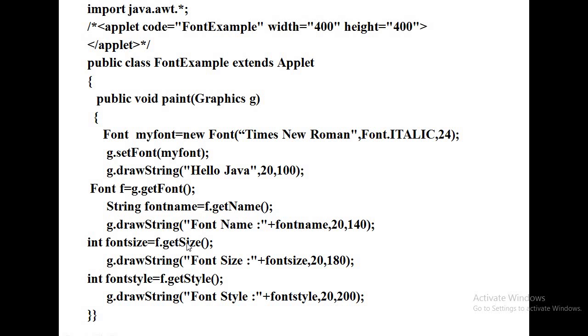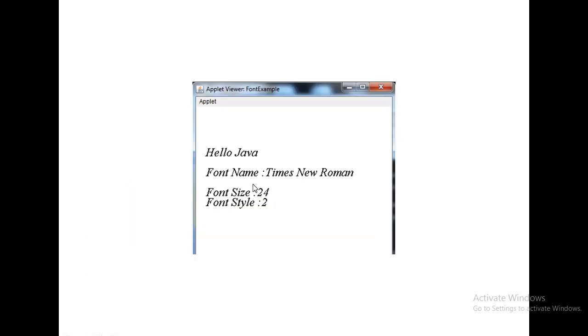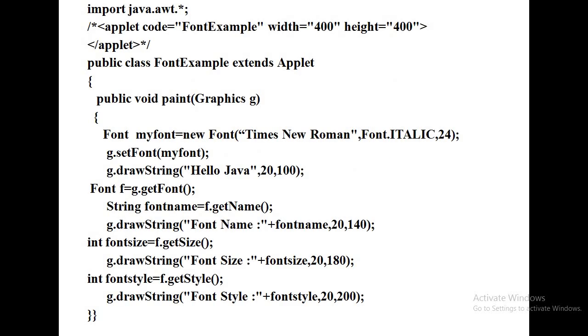Then for font size, getSize is the method to get the size of the font. Then the font style is returned by using getStyle. So these three values are drawn by using the drawString method in the applet window. The font name will be something, font size will be something, font style will be something. So the output will be font name Times New Roman, font size 24, font style 2. So 2 is the italic style. We have different styles: Font.PLAIN, Font.BOLD, Font.ITALIC. So Font.ITALIC is the second style.